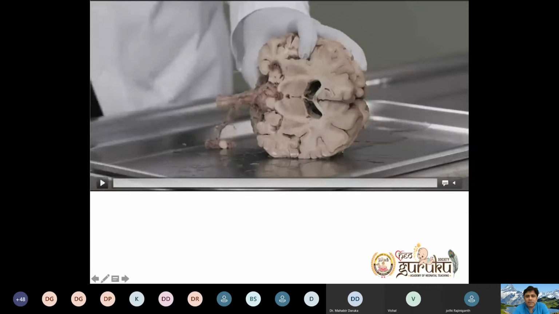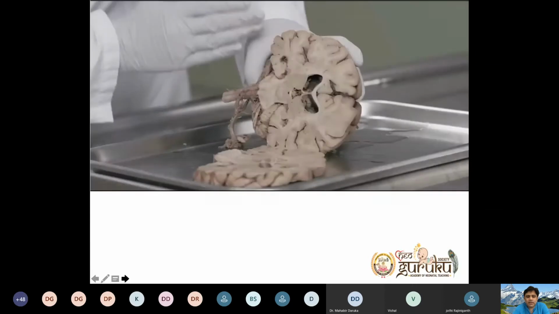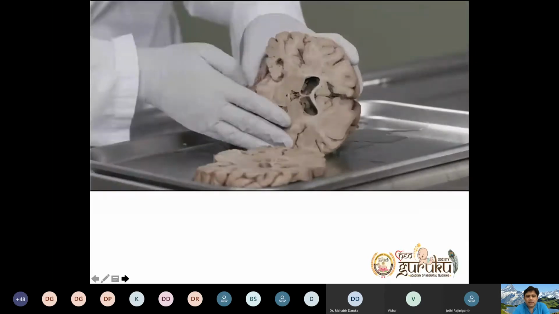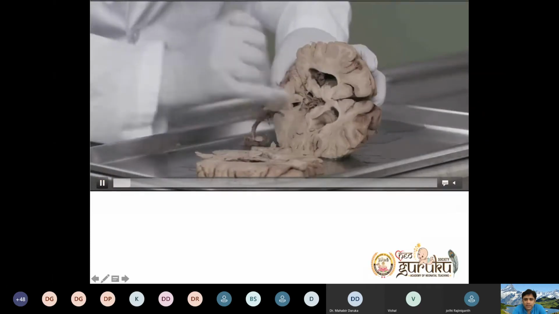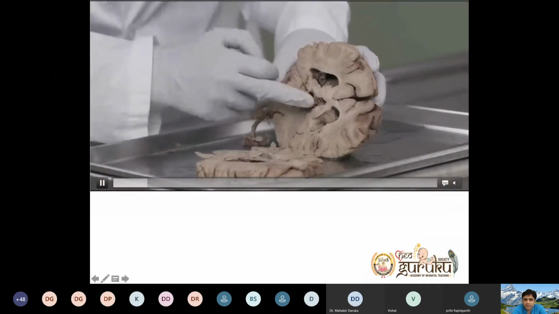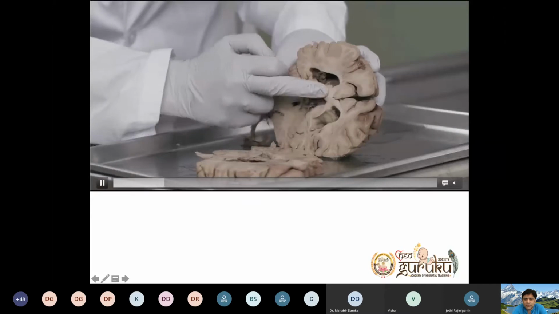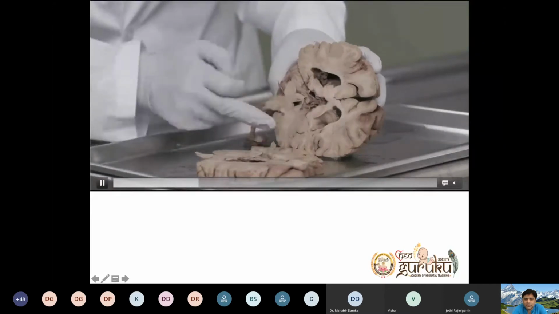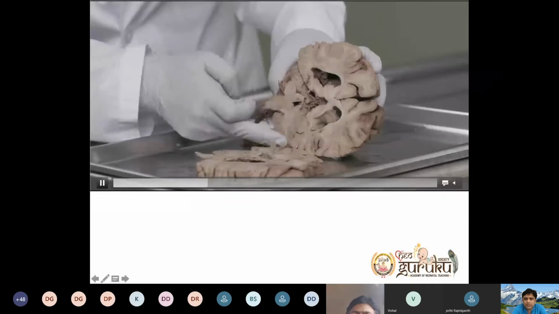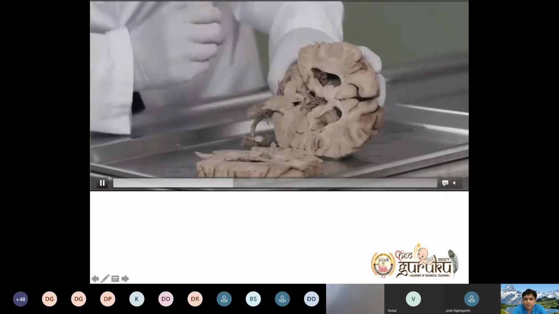This is your choroid plexus. Corpus callosal connection, choroid plexus. This is your brainstem, cerebellum. You can see it here on either side.